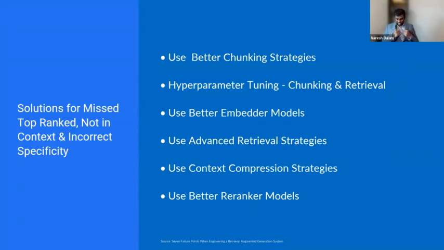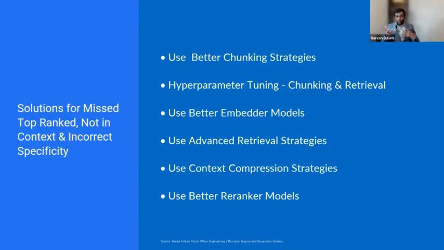There are various chunking strategies available for us to understand, to break your data so that you get better results out of it. And the second one is hyperparameter tuning. This is one of my favorite ones. Most people will not try this one. We should try different parameter tuning so that you will get better results.